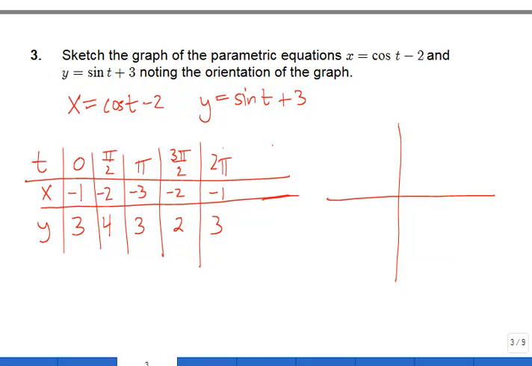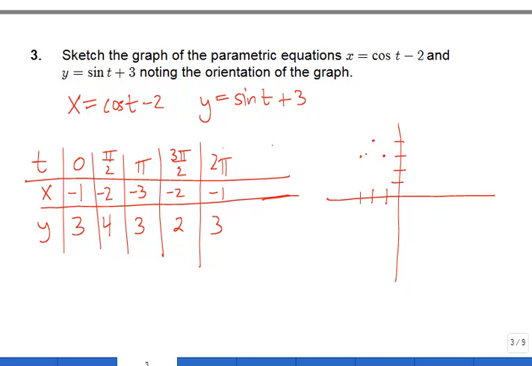So let's sketch these points. When t is 0, x is -1 and y is 3. At pi over 2, x is -2 and y is 4. At pi, x is -3 and y is 3.